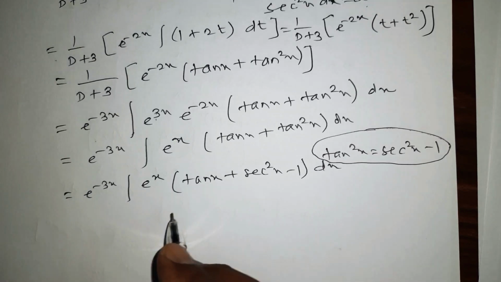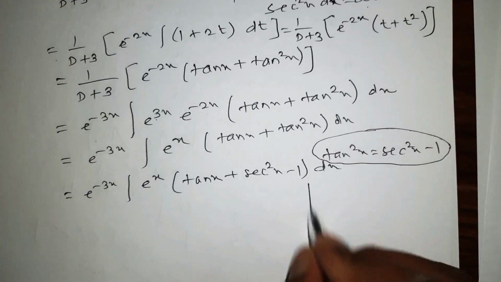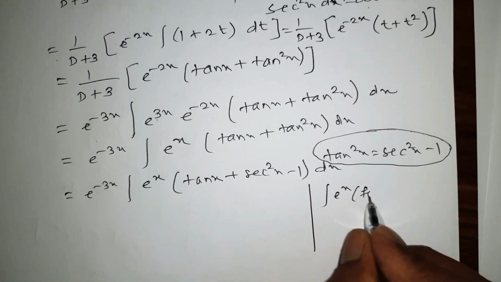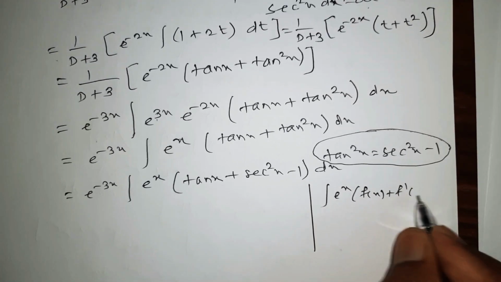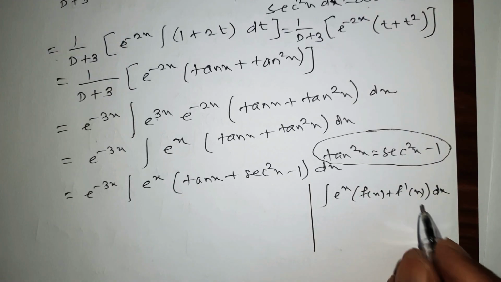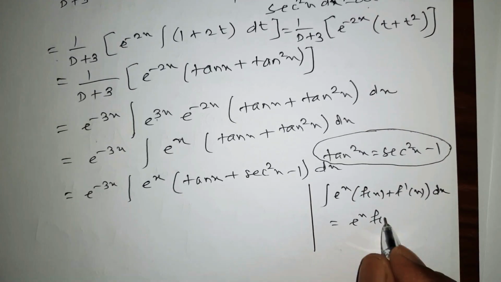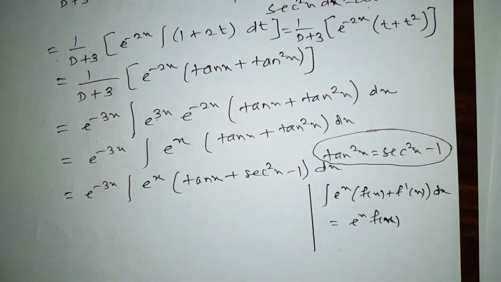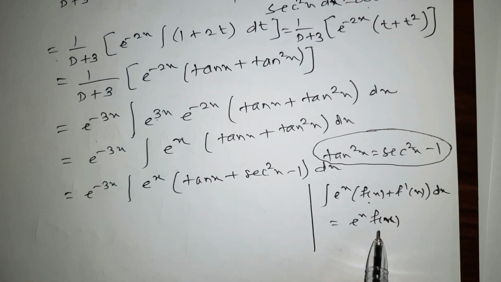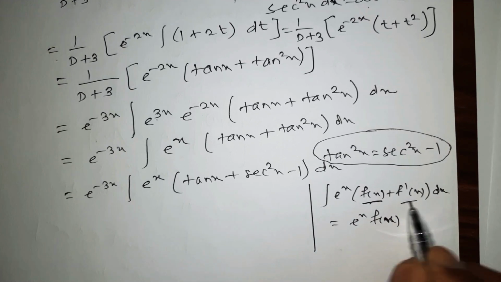Now I have to use one formula of integration. Everybody knows that integration of e raised to x in bracket f of x plus f dash of x dx is equal to e raised to x into f of x. Yes, you have to remember this formula to solve examples based on the general method. So that formula I have to use, and for that I have to separate f of x and f dash of x.